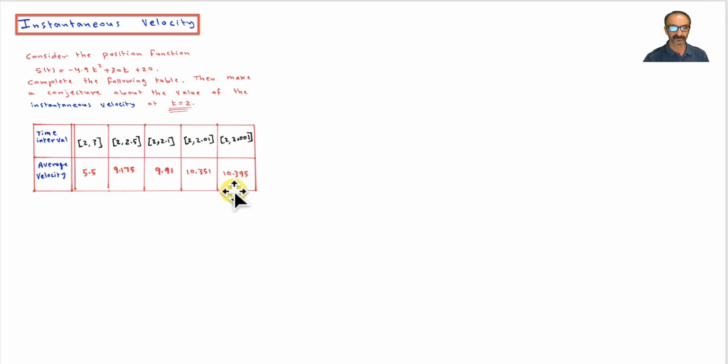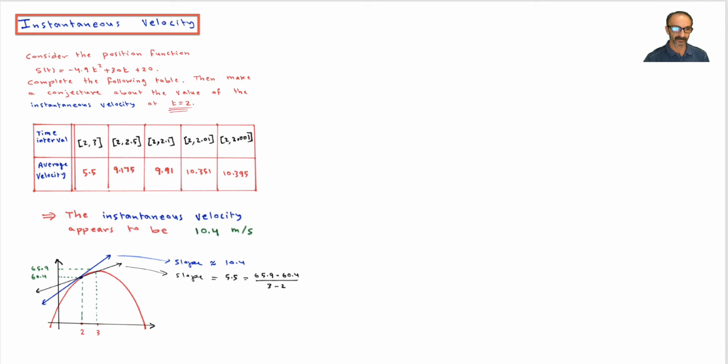Look at the last one, 10.351, 10.395. So what do you think is happening? What's happening is, it looks like the instantaneous velocity appears to be 10.4 or approximate to 10.4 at 2. We're getting close to 10.4, as you could see. You could go more, but you get the idea.